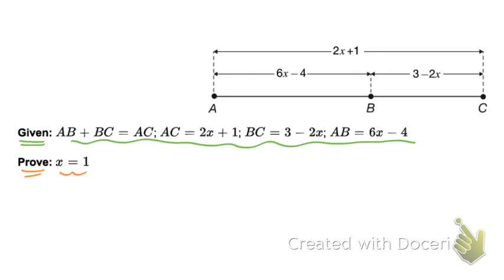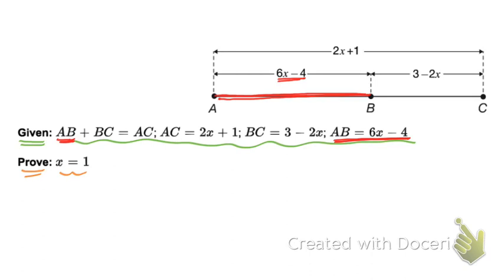For this one, they're actually giving us a picture as well, which is nice. Let's look at what they're giving us in the picture just to get a better understanding of what we see here. First off, they're giving us AB, which is this line segment from A to B. If you look above, you see that from A to B is 6x minus 4. They're telling us that here as well in our given. It's in the picture and also written down there.